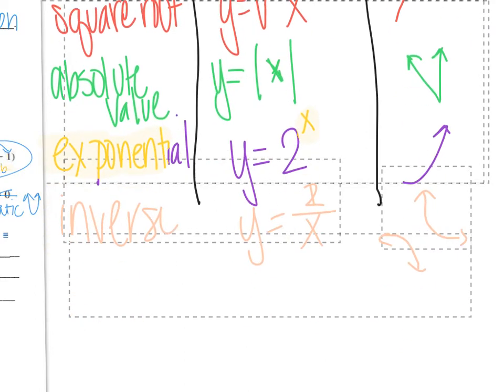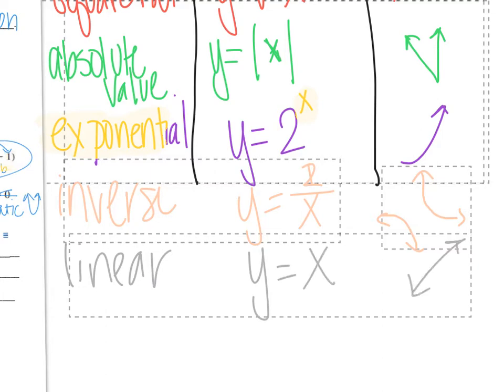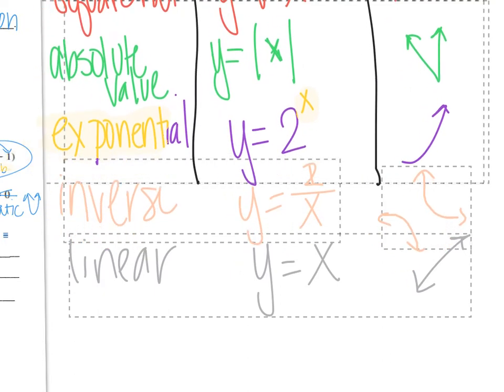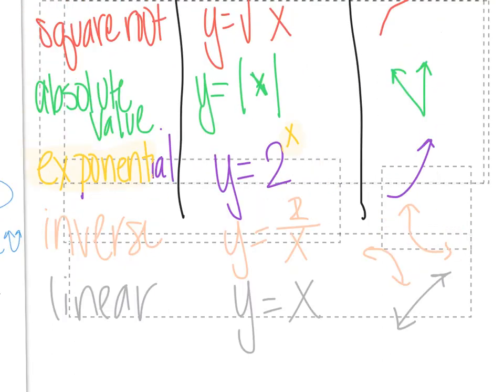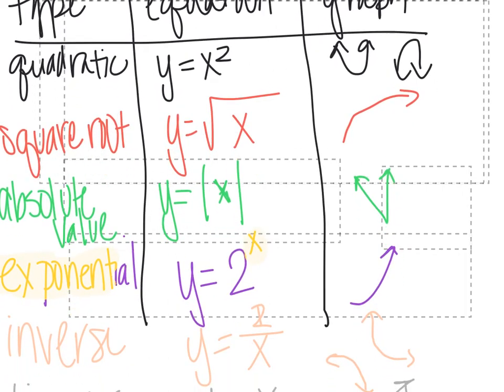Don't forget that it could be linear as well, which we just talked about, but it's probably good to write it down again. So we could also have linear and it's going to be in the form of y equals x, and it's obviously a line. The biggest thing to pay attention to, and the easiest way to tell what kind of graph it is, is by looking at the equation.